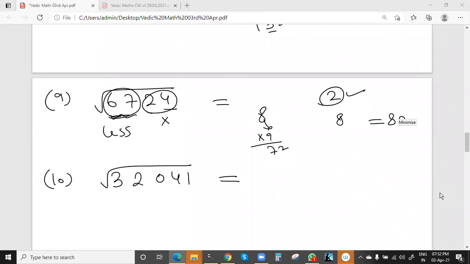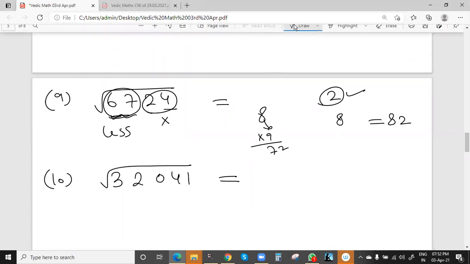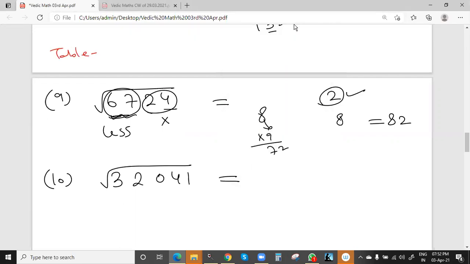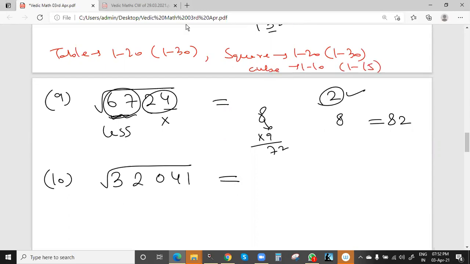Because we need to know the squares also. See, when you are studying shortcut methods, tables from 1 to 20 are a must and recommended is up to 30. Then squares from 1 to 20 are a must, recommended 1 to 30, and cubes 1 to 10 are a must, recommended 1 to 15 at least. So this will be helpful in doing this calculation first.